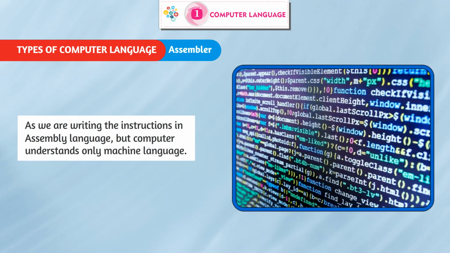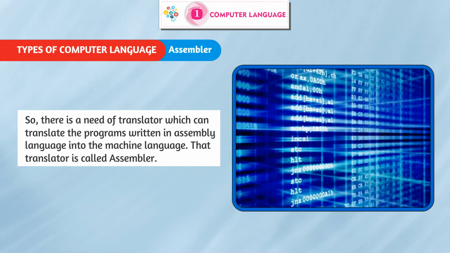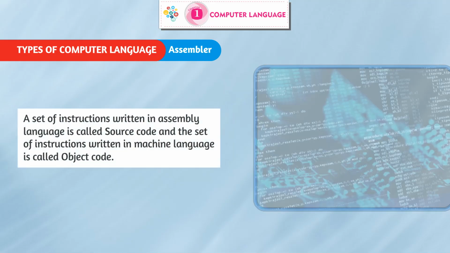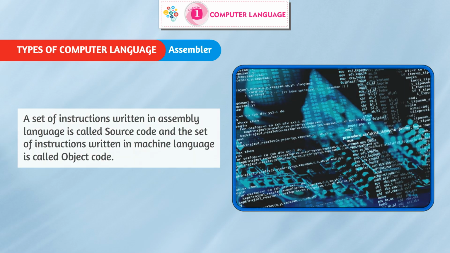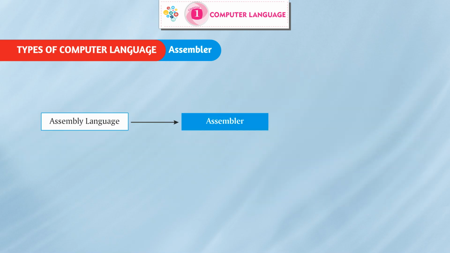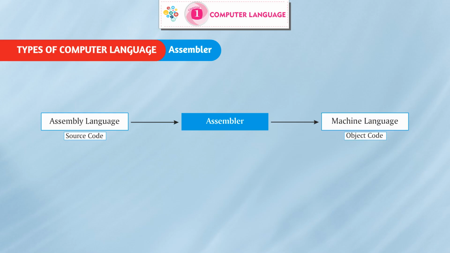Assembler. As we are writing the instructions in assembly language, but the computer understands only machine language, there is a need for a translator which can translate the programs written in assembly language into machine language. That translator is called an assembler. A set of instructions written in assembly language is called source code, and the set of instructions written in machine language is called object code. Assembler: assembly language, source code; machine language, object code.